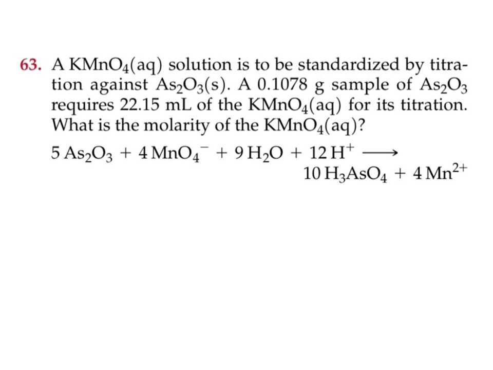I know this looks like a lot of stuff, like what the heck? But I'm telling you, you take that paragraph and lift out from it and put it under the thing it's talking about, and then see what you got. So it says again, it's a KMnO4. Probably the K is a spectator ion, is used to standardize against a solid. See that As2O3? That's a solid. It gives you the mass of the solid.